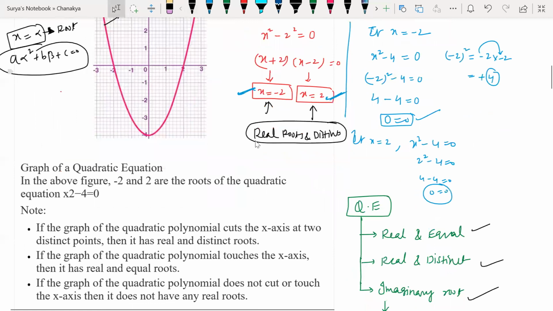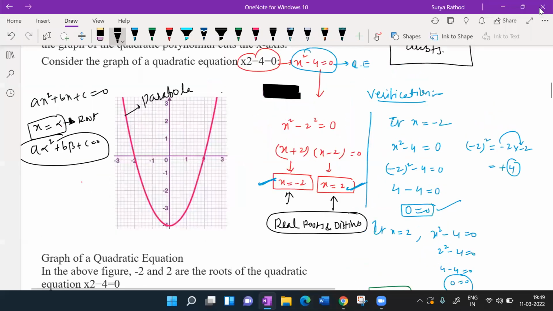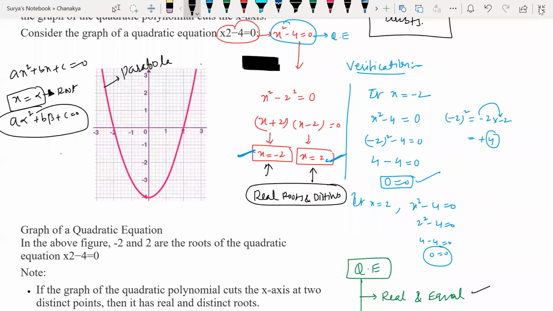Okay, just for a joke. Look at this here. Now what we are doing here, we got real and distinct roots. If I get real and distinct roots, what happens? This is my x-axis. This is my y-axis, isn't it? In such a case, if I get distinct and real roots, this parabola cuts the x-axis at two distinct points.